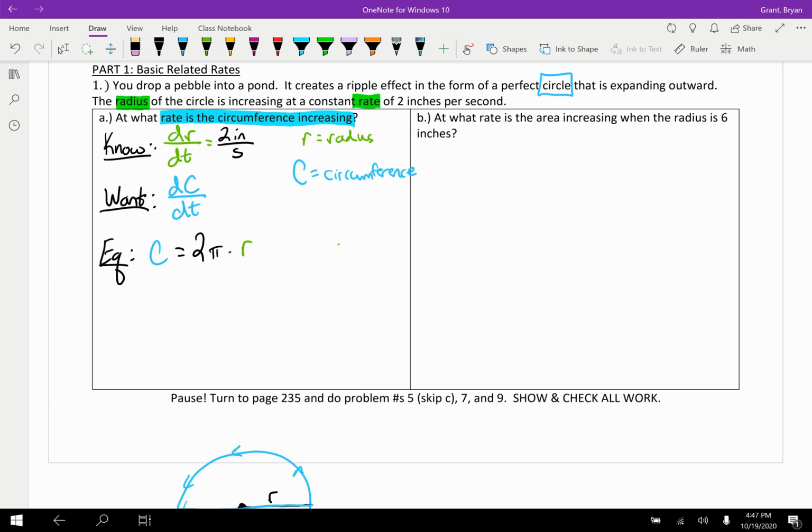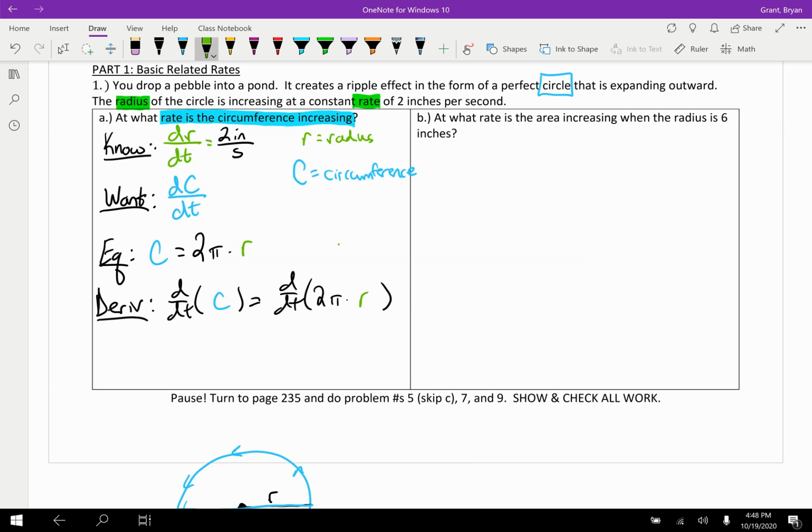Then we have the equation, but our whole goal is to write an equation that relates the two derivatives together. So this is where we actually get some calculus. This is where the derivative comes in. We need to somehow create the term dC/dt and dr/dt, which I think means to me that we need to take d/dt of each side. Okay, so d/dt of C and d/dt of 2 times pi times r.